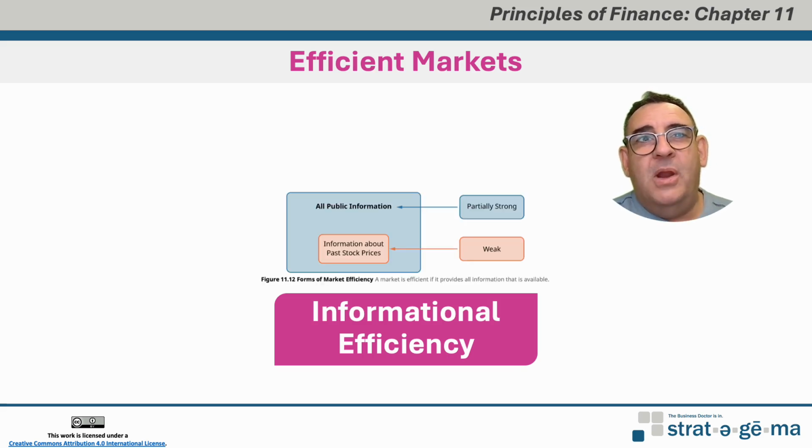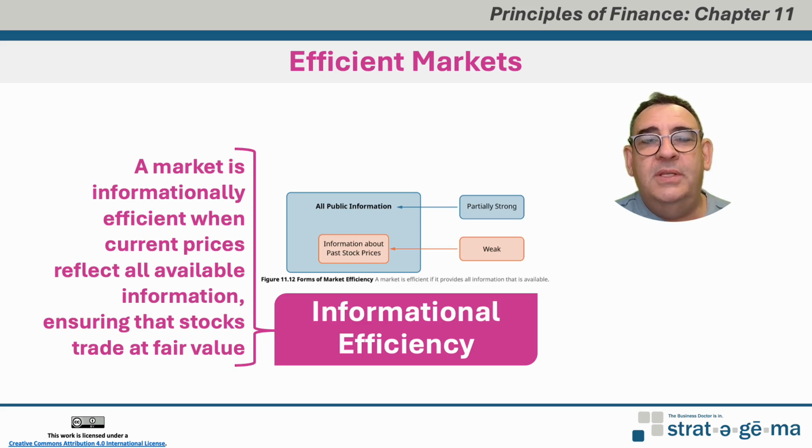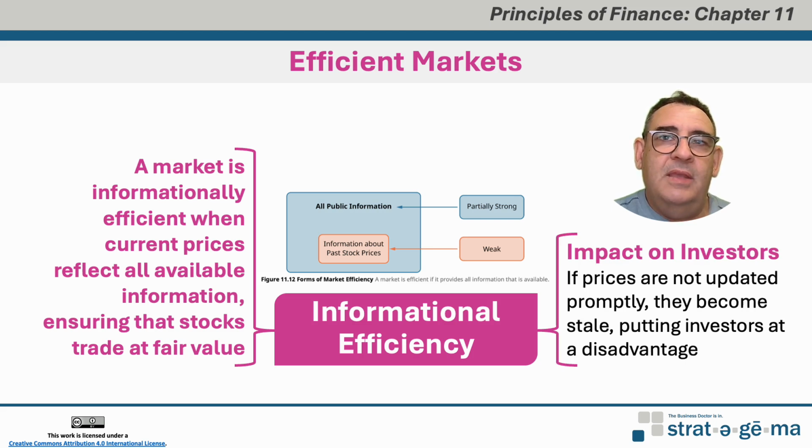So we can say that a market is informationally efficient when its prices reflect all information, and that ensures that the stocks are trading at their fair value. And the impact on investors is that if the prices are not updated promptly, then they can become stale, and that puts investors at a disadvantage. While in theory, a stock should be priced based on its future cash flows, the dividend piece we can understand. It's that future stock price that is probably subject to the most uncertainty.